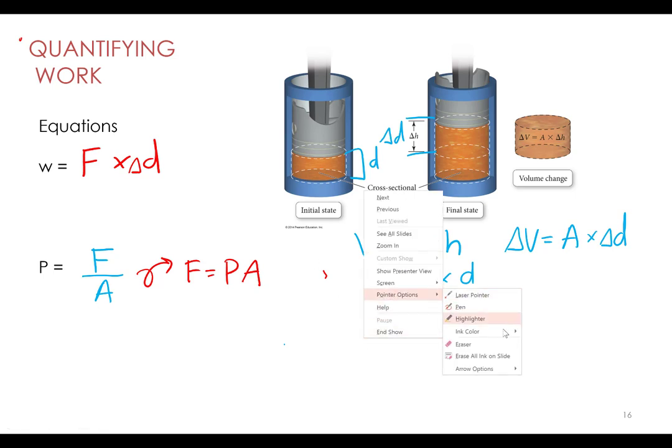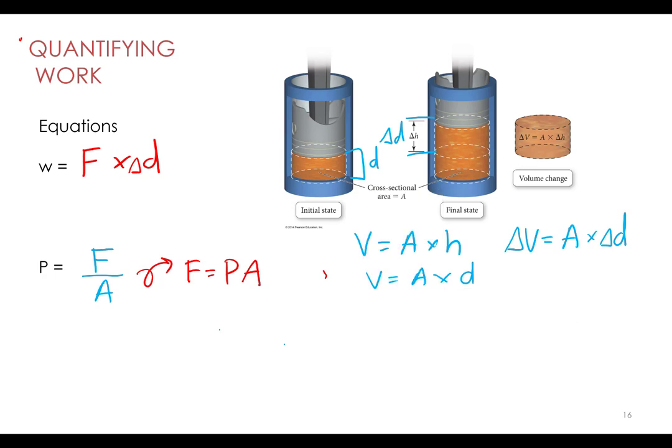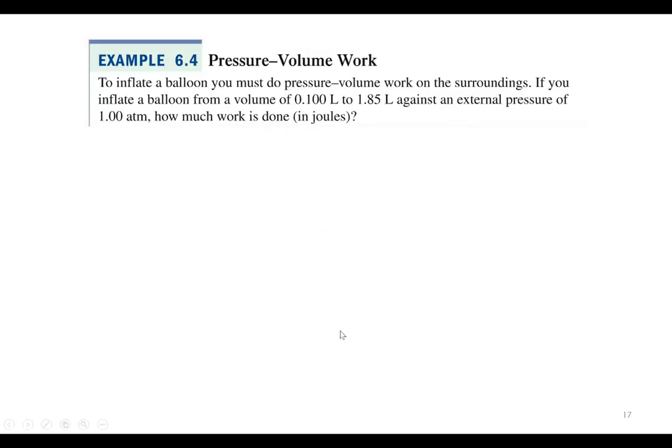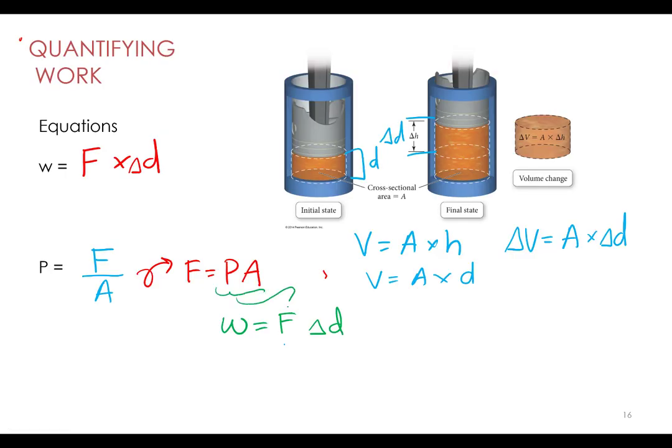So if we take work equals force times delta D, or change in distance, we could plug that force equals pressure times area into that equation. So now we have work equals pressure times the area times delta D, change in distance. And when we talked about the change in volume of our cylinder, we had change in volume equals the area times the change in distance, or the area times the change in height. So we could plug this area times the change in distance in as the change in volume.